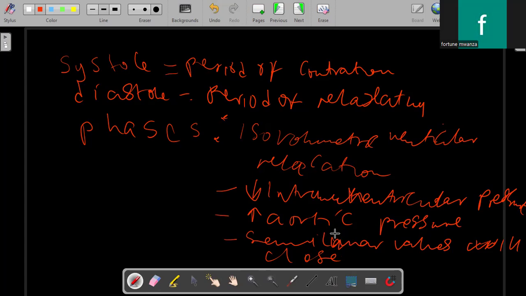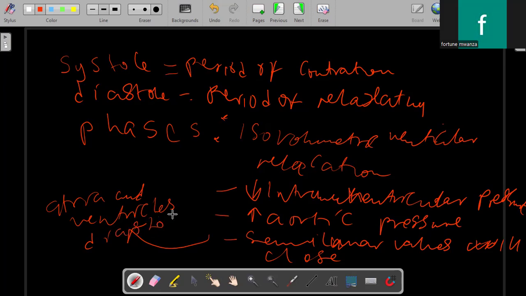You don't want your blood to go back to your ventricles. So those are the phases of your cardiac cycle. From here it's a cycle, so you go back to where you start from, where the atria and the ventricles will go back to diastole. They will be in diastole, there will be relaxation, and then the cycle will continue like that.